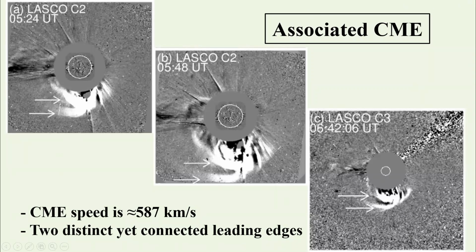These are some of the pictures that I'm going to show. We can see the two arrows representing the two different leading edges. We suggest that these two leading edges are associated with the two different eruptions that we observed from the Sun. Later on we can see the two structures merge, combine together, and move together. The speed of the CME comes out to be 587 kilometers per second. Two distinct yet connected leading edges have been observed.